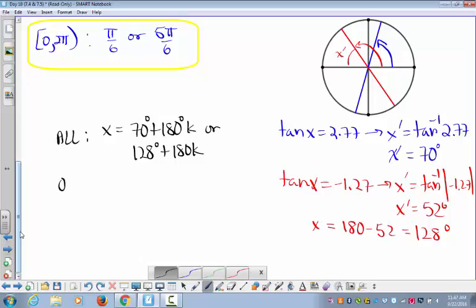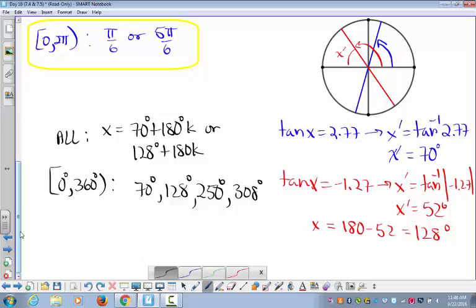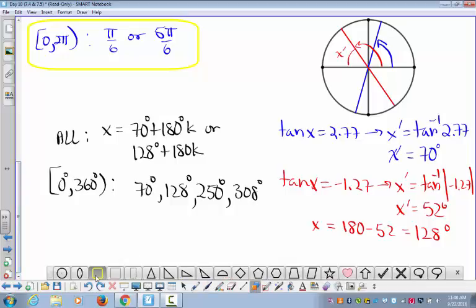If we wanted just 0 to 360, we'll do it in degrees, we can pick them off. The blue is 70, the red is 128, then we're back to blue, which is 180 plus 70, which is 250. Then we're back to red, which is 128 plus 180, which is 308, I believe. And that would be our restricted group.